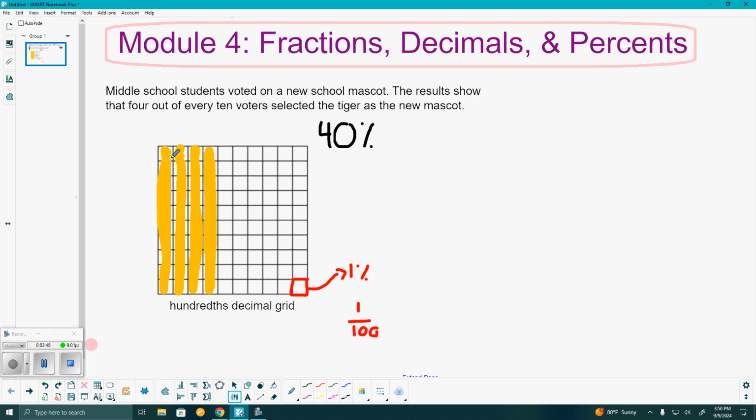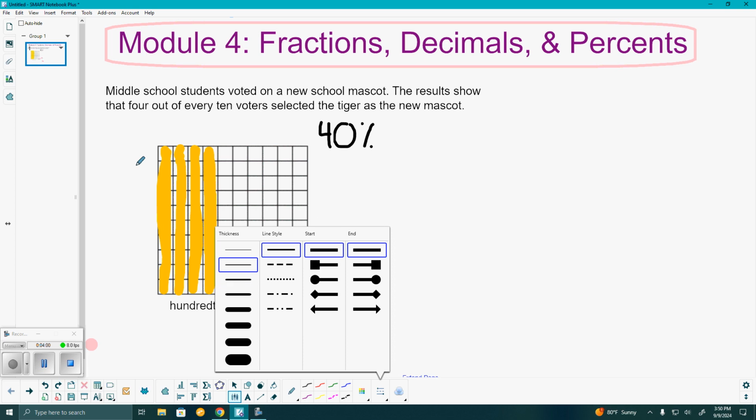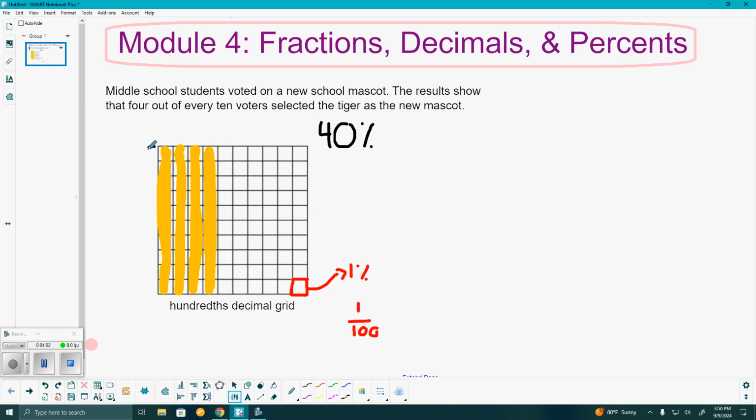Now I could go box by box and color one box in at a time, or I could use some reasoning. Now I know that because one box is 1%, 10 boxes is 10%. Therefore, each of these rows is 10%. And if I color in 4 of them, that would be 40%.